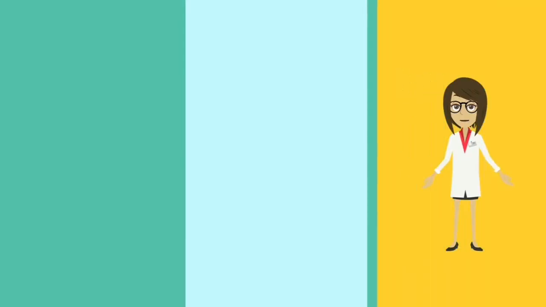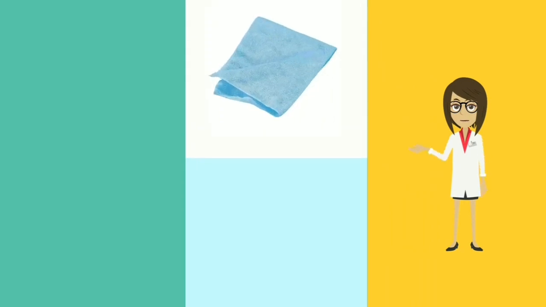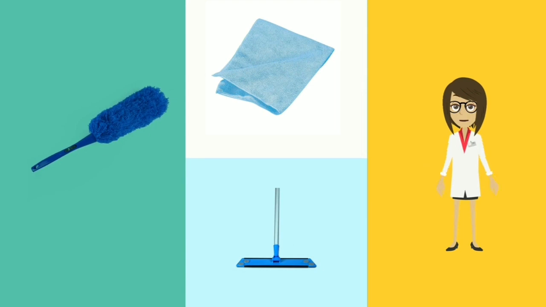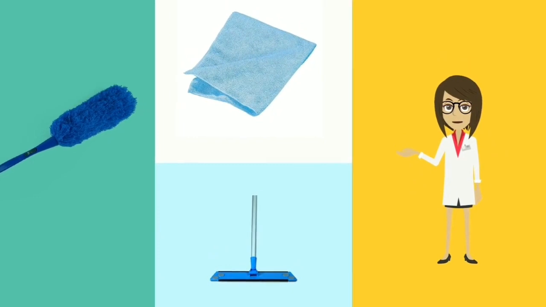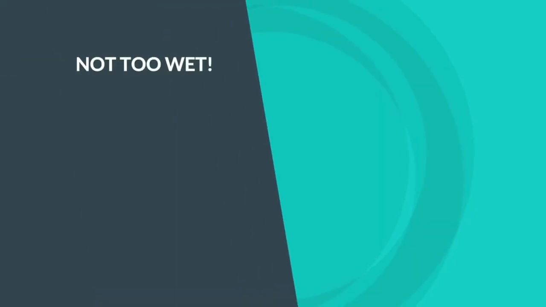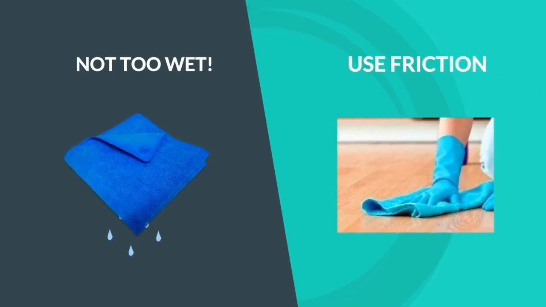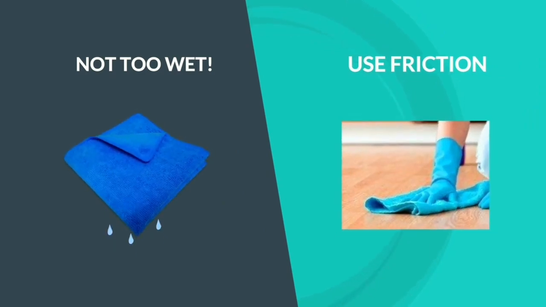Instead, use a damp dust method. To do this, the cleaning cloth, microfiber mop, or microfiber duster is dampened with the approved disinfectant, and then the surface is damp wiped clean. Remember to dampen, not saturate. Also, don't forget to use friction when cleaning, as this is very important in the germ removal process of cleaning in healthcare.